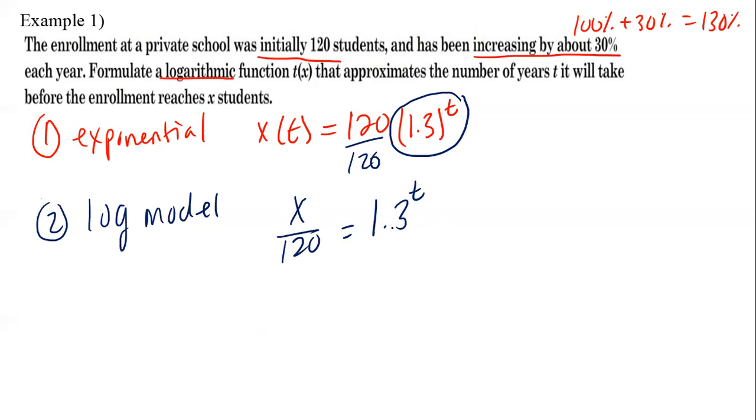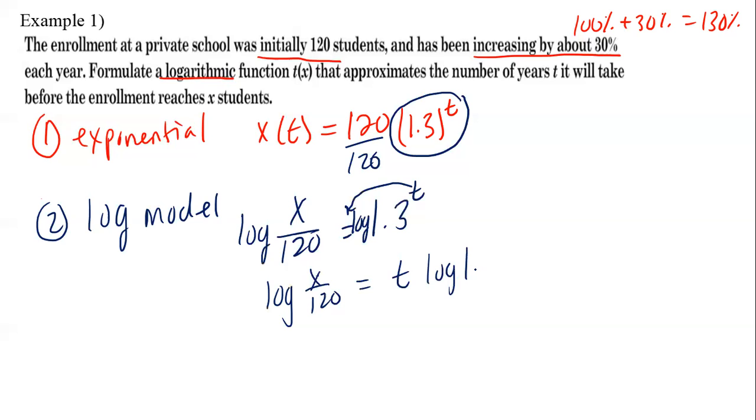Now that my exponential is by itself, I can take the log of both sides. So that's going to give me the log of this one and the log of this. I'm just going to squeeze it in there. Okay. What the log does to the right side is it allows our power to become our coefficient. So we have log of x divided by 120 equals t log of 1.3.